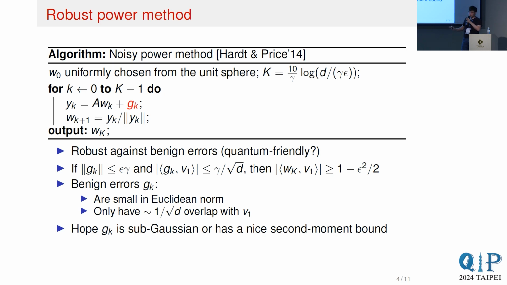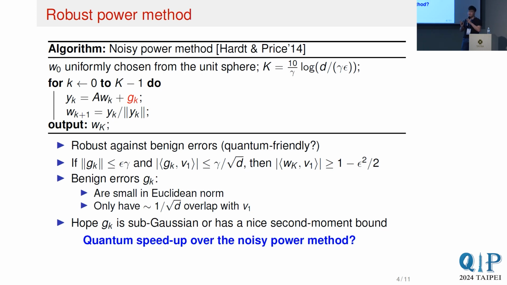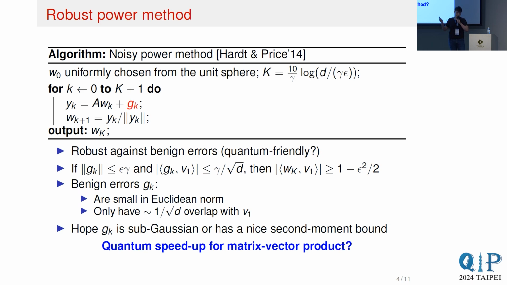So here's the question. Can we have a quantum speedup for the noisy power method? Looking at the algorithm, for each iteration, the only thing you have to do is an approximate matrix-vector product. So the question is, can we do an approximate matrix-vector product faster using quantum power? And the answer is, of course, yes. Otherwise, I would not stand here, right?